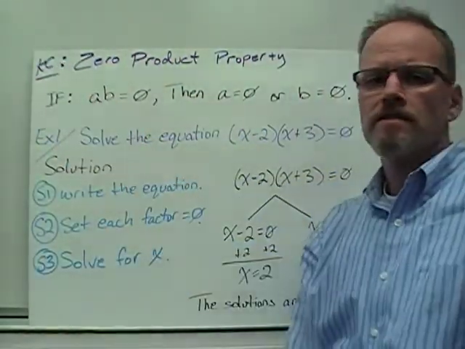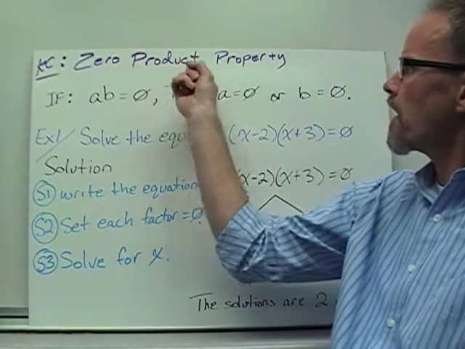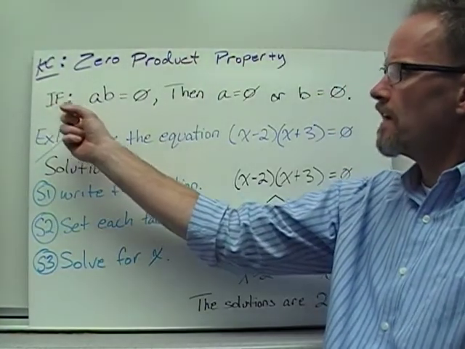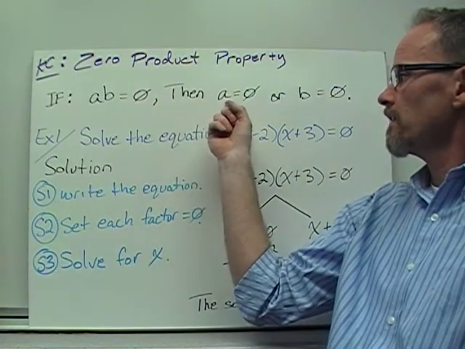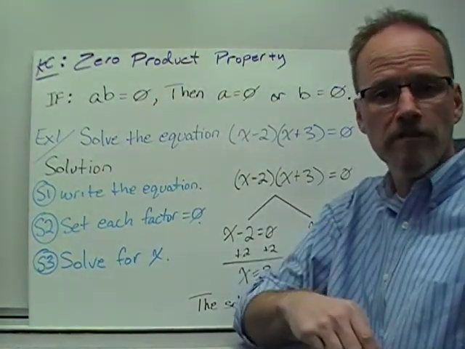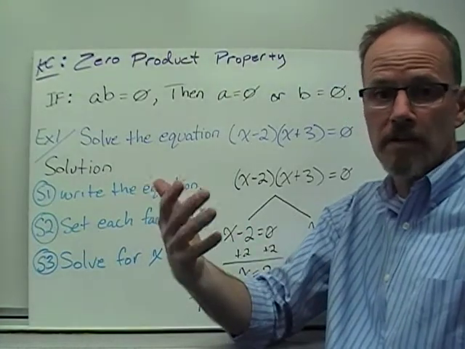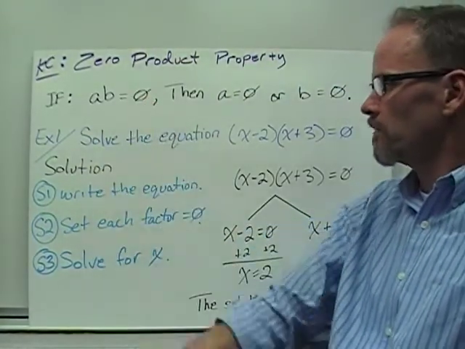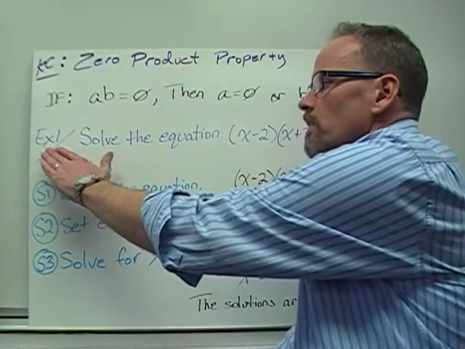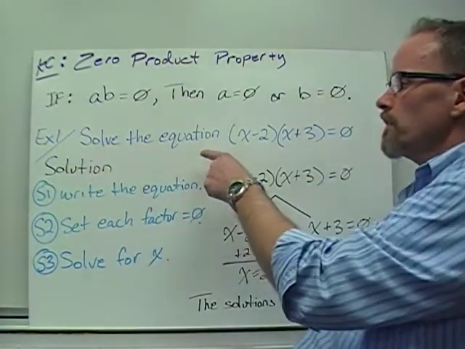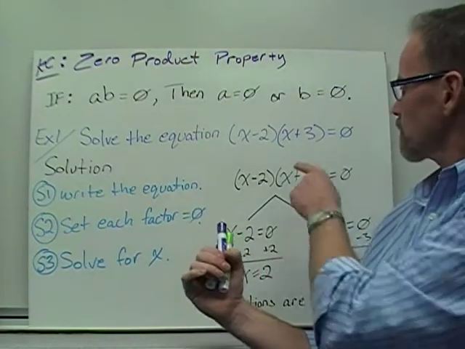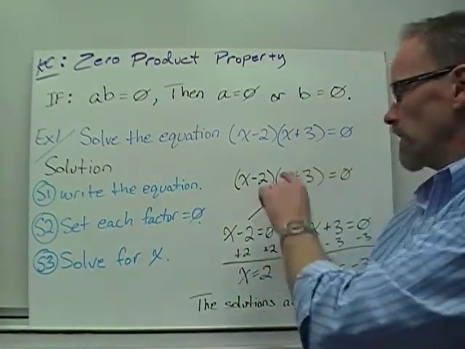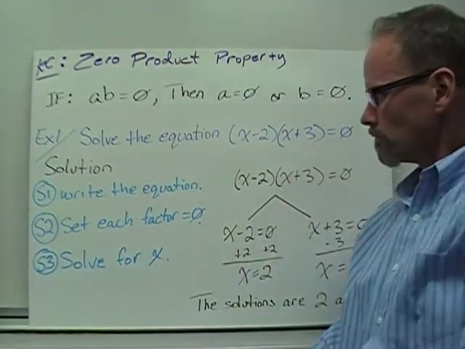So one key concept with this lesson, the zero product property. That says if a times b equals 0, then either a has to be 0 or b has to be 0. Makes sense. Something's got to be 0 if we're multiplying and we get 0. So let's start off with an example. We're going to solve the equation, the quantity x minus 2 times the quantity x plus 3 equals 0.